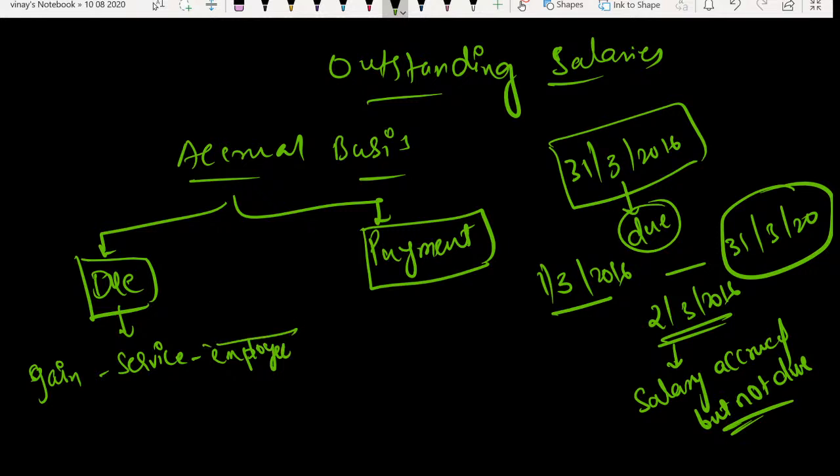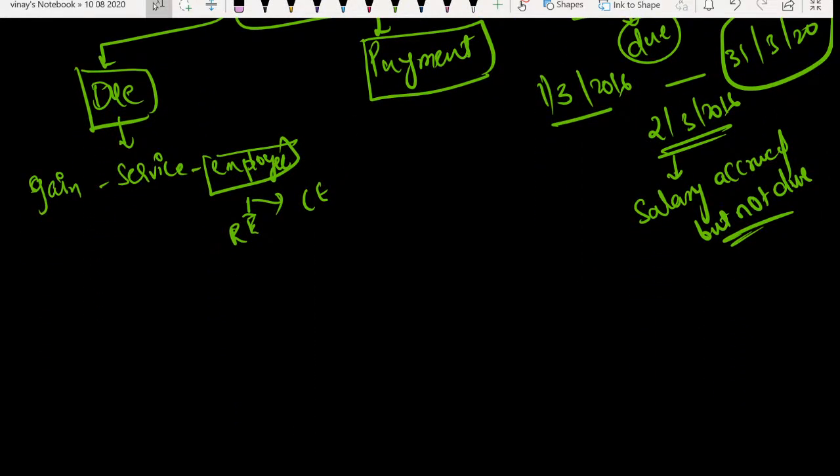So let me describe whether it's a revenue expenditure or capital expenditure. If we call it a capital expenditure, it should be non-recurring, meaning the employee works only once. But it is recurring, so every month you pay salary. So it is called revenue expenditure. As soon as you call it revenue expenditure, we call it an expense. It falls under nominal account.